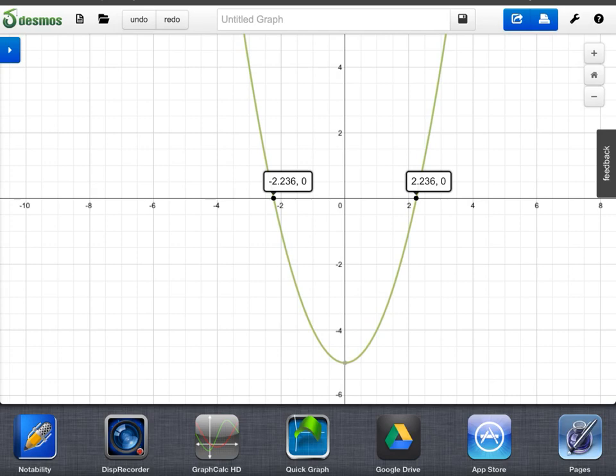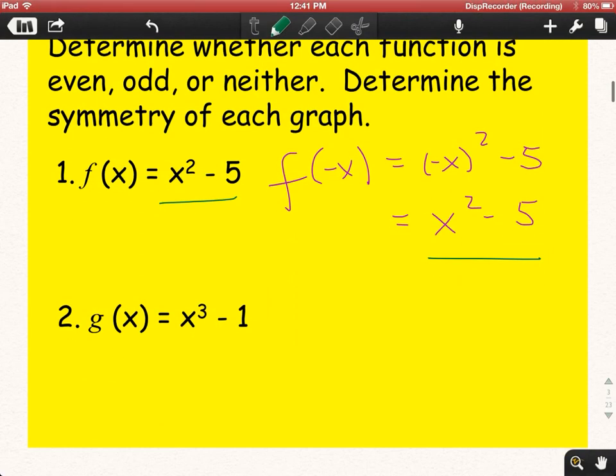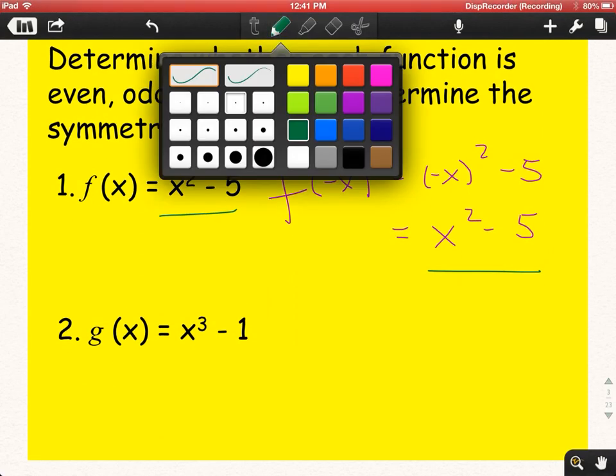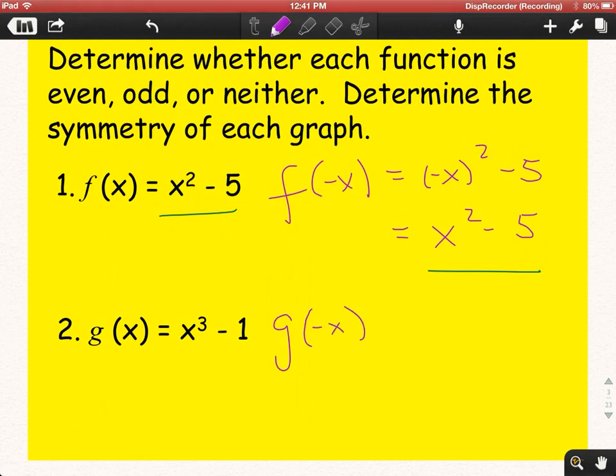Let's take a look at our next example. So if we plug in negative x into the g function, when I cube a negative, I'm going to get negative x cubed minus 1. And so what we're looking for is either the exact same function back or the exact opposite. And this is obviously not the exact same function, and it isn't the exact opposite. The exact opposite would be this. Now it's not the exact opposite. So this is a neither function.